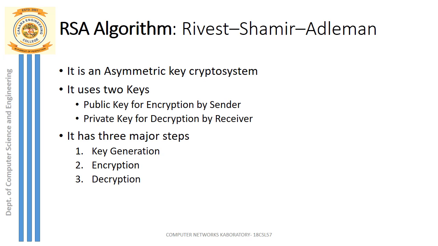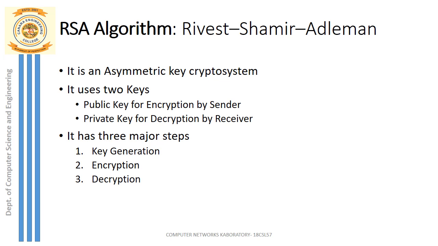Now you have got some idea about cryptography and its types. Now I will be discussing our main topic, that is the RSA algorithm. RSA stands for the names of the three scientists who developed this algorithm, that is Rivest, Shamir and Adleman. It is an asymmetric key cryptosystem.